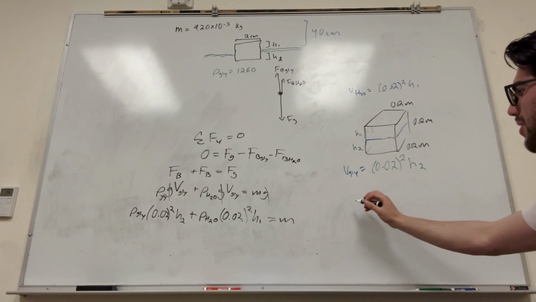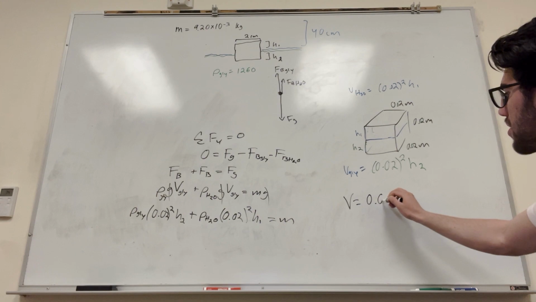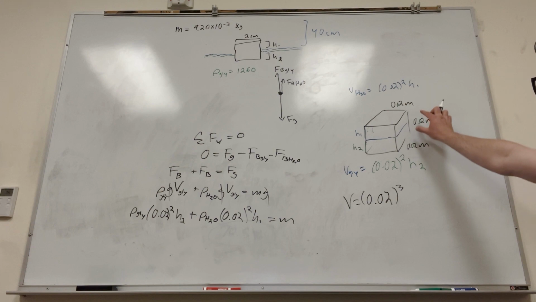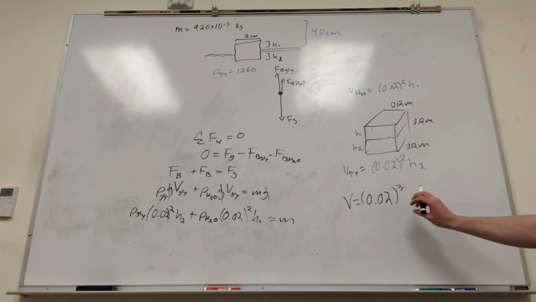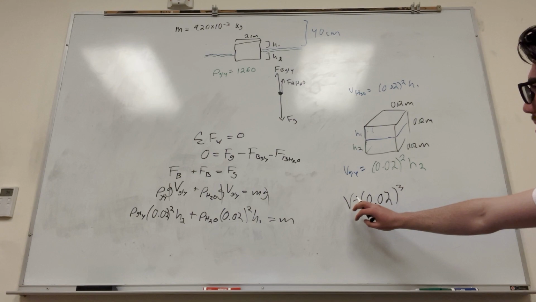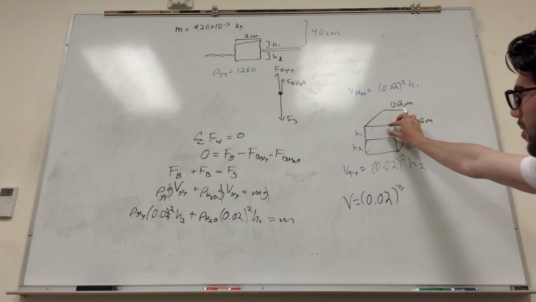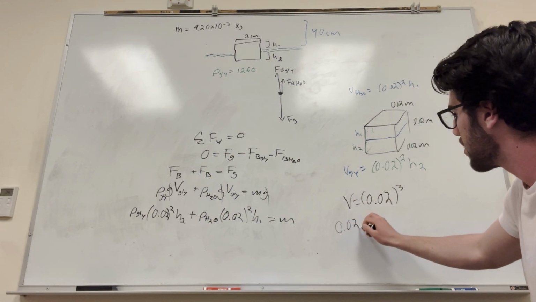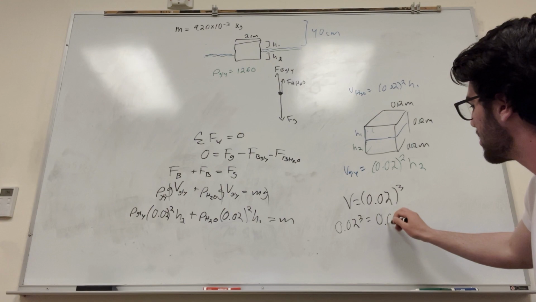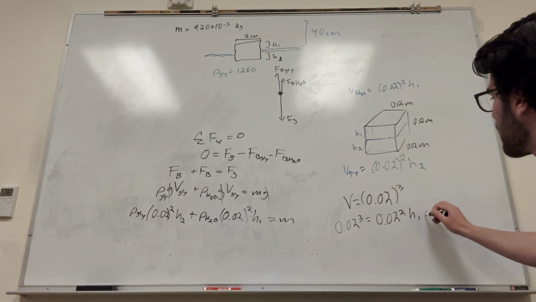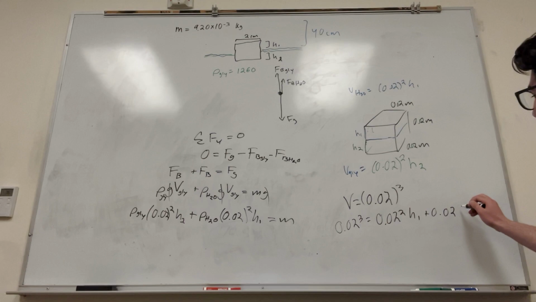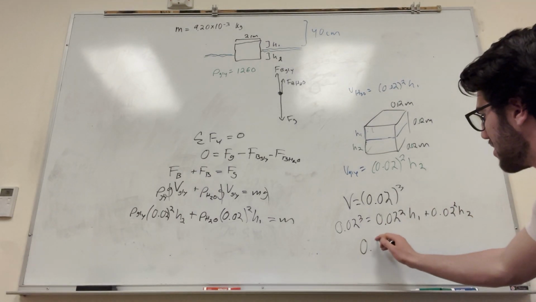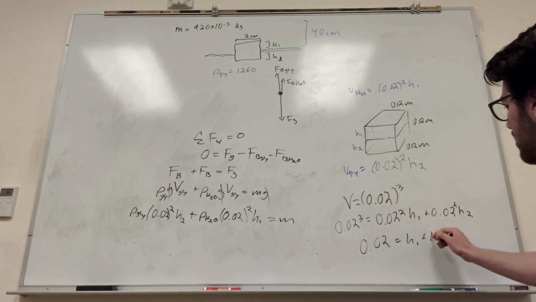So going back to this cube, we know that its volume is going to be equal to 0.02 cubed, right? That's the total volume of this cube, length times width times depth. But we also know that the volume of this cube is equal to this portion plus this portion, which we defined with these two volumes. So we can say that the volume, 0.02 cubed, is equal to 0.02 squared times height 1, plus 0.02 squared times height 2. And this is pretty logical. It's going to be 0.02 is equal to h1 plus h2.